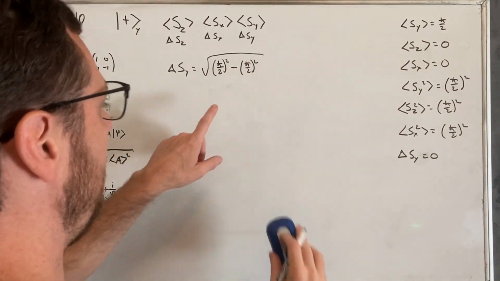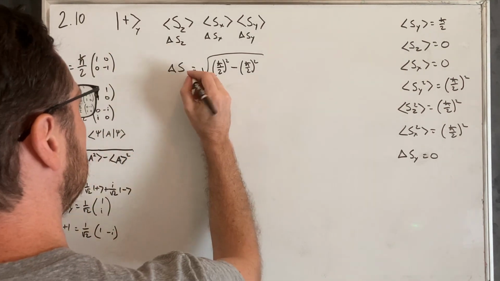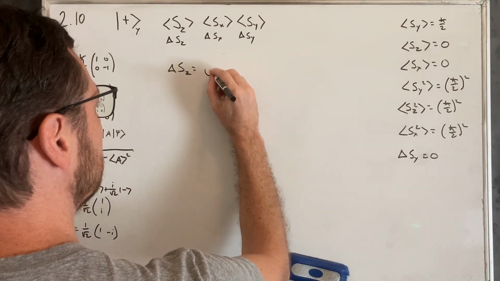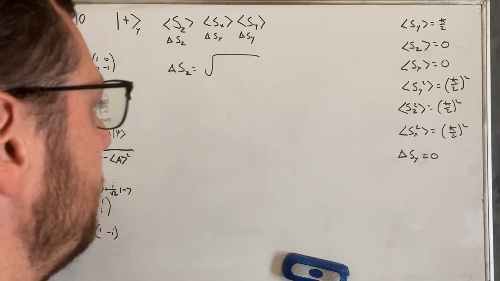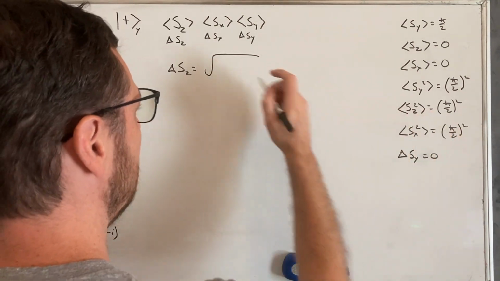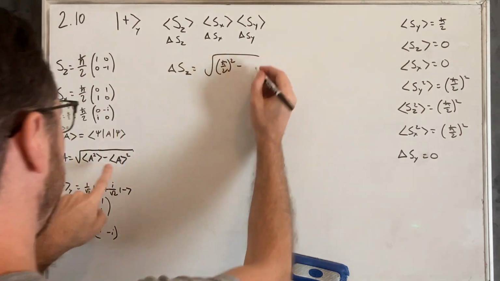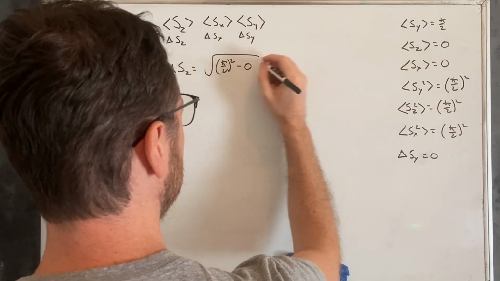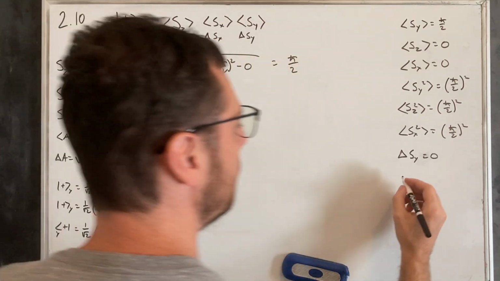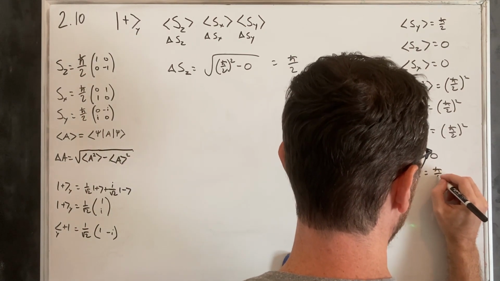All right, and then for our Sz, let me write this out. It's going to be the square root of, so we're doing Sz, so this one squared is (ħ/2) squared, minus, and then there's going to be 0. So this is going to give us ħ/2. So delta Sz is going to give us ħ/2.